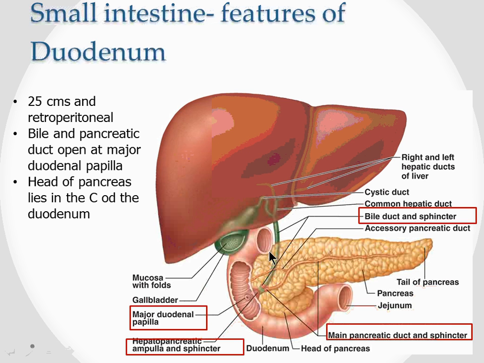And here you can see that the head of the pancreas is lying in the C of the duodenum. And notice here the bile duct and the main pancreatic duct. Sometimes people might have a smaller pancreatic duct, called the accessory pancreatic duct, and that opens a little bit higher. If it is present, you'll have a little projection there, known as the minor duodenal papilla. So just in case some of you had a question, what is this other duct doing here? That's where it will open if it is present.